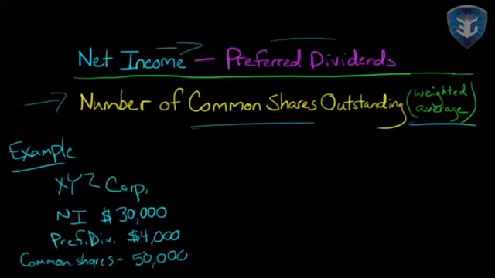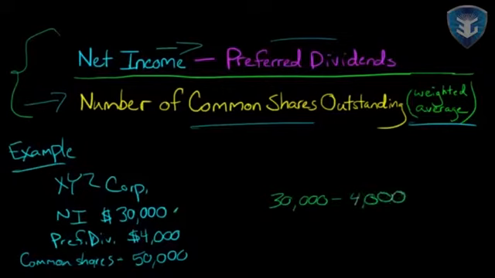Now we need to make some calculations, and we're just going to plug these numbers into our formula. In the numerator, we're going to have 30,000, the net income. Then we're going to subtract out the preferred dividends, because the common shareholders don't have any claim on that. That goes to preferred shareholders. Now we're going to divide this whole thing by the number of common shares outstanding, not total shares, common shares. So we have 30,000 minus 4,000 divided by 50,000. And what's that going to give us? That is going to give us 52 cents a share.